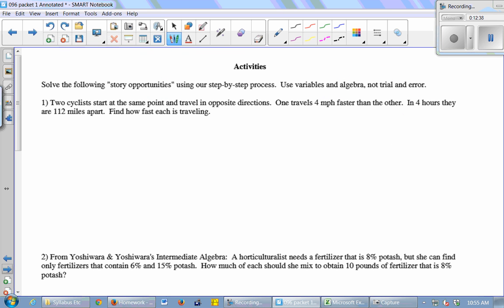It turns out that this first problem in your activities is actually the hardest. I'm going to ask you to save it for last, and just go on to number 2 and come back to number 1 at the end.